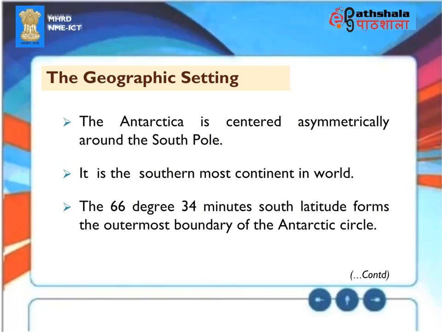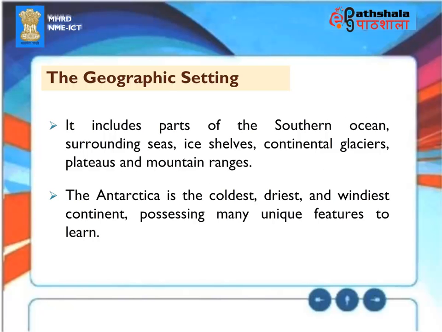The geographic setting. The Antarctica is centered asymmetrically around the South Pole. It is the southernmost continent in the world. The 66 degree 34 minutes south latitude forms the outermost boundary of the Antarctic Circle. It includes parts of the Southern Ocean, surrounding seas, ice shelves, continental glaciers, plateaus, and mountain ranges. The Antarctica is the coldest, driest, and windiest continent, possessing many unique features to learn.